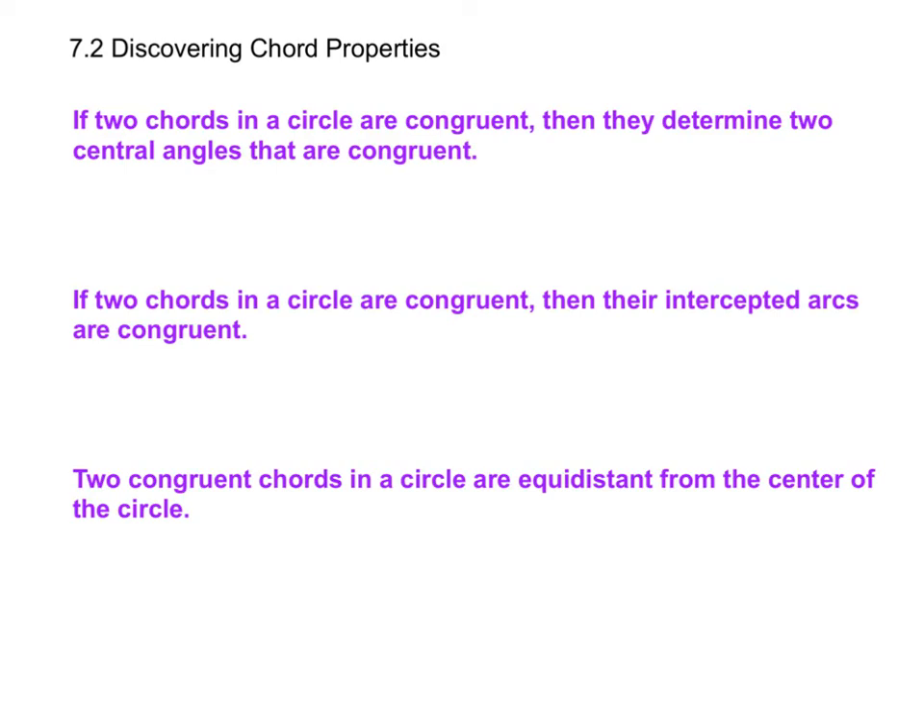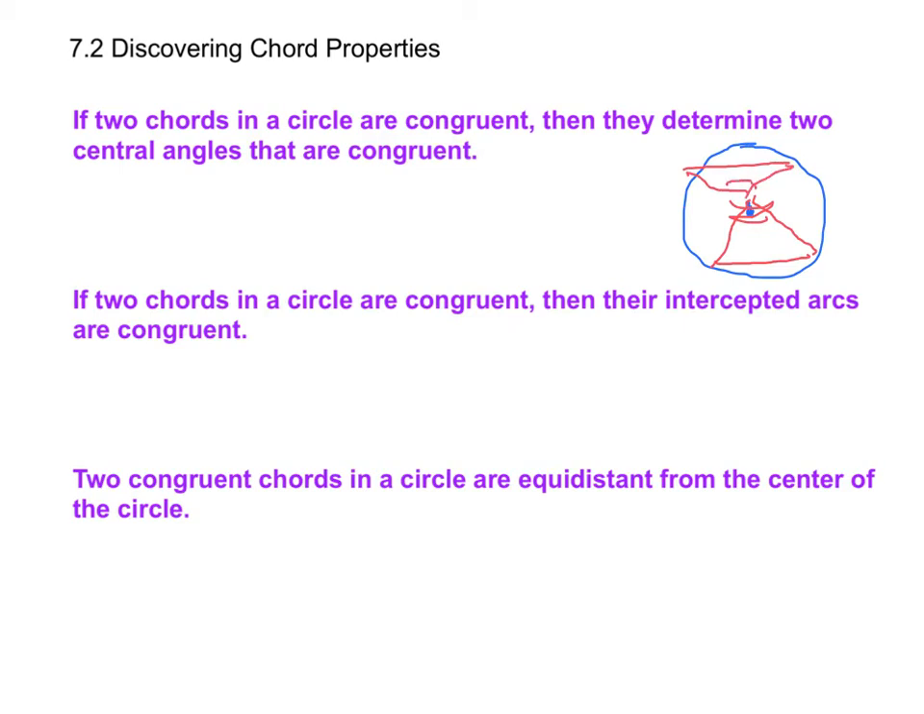So our first conjecture says that if two chords in a circle are congruent, then they determine two central angles that are congruent. So if we have our circle in our center here, and we have two chords that are the same length, like that, then from the radius to each of those chords, this angle is going to equal this angle. Sorry for the drawing.